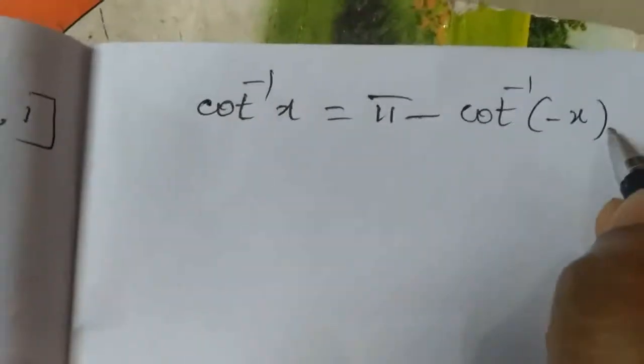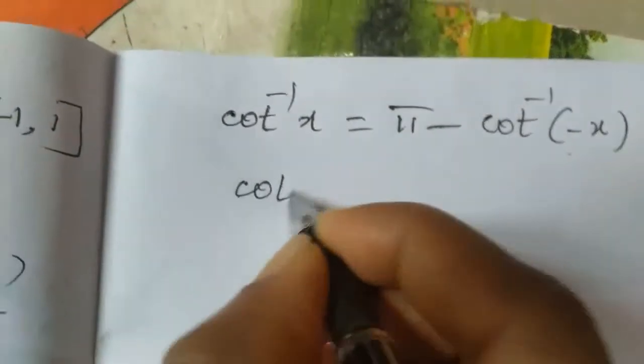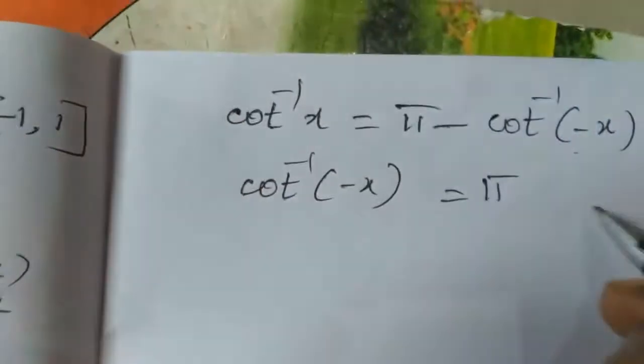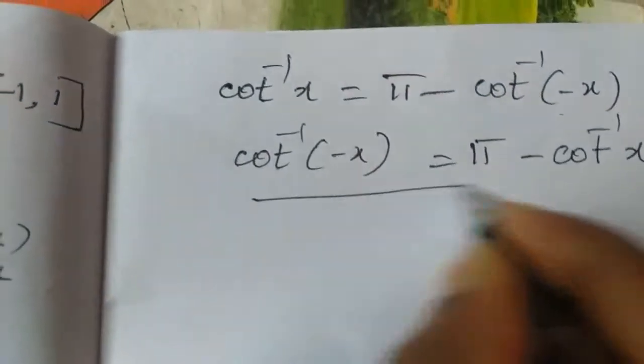Now, write this term on the left hand side. It becomes positive. cot inverse of minus x is equal to pi minus cot inverse x. This is the required result.